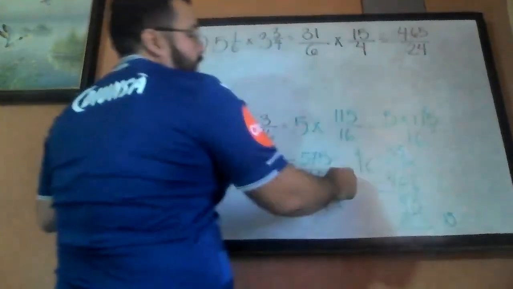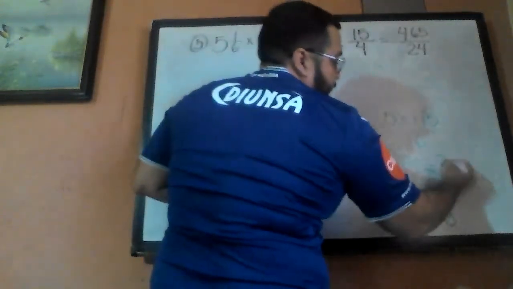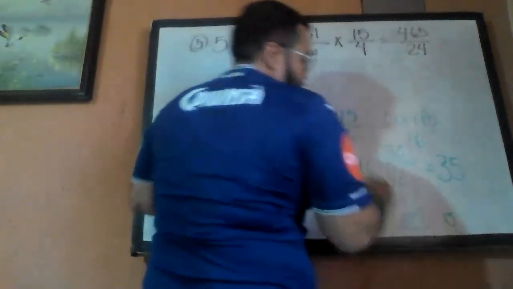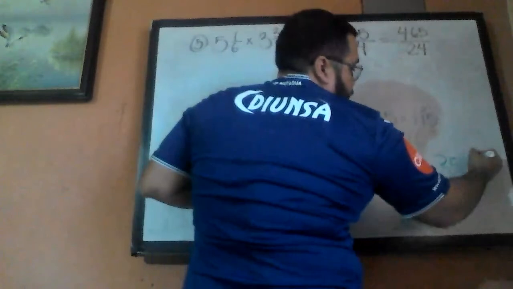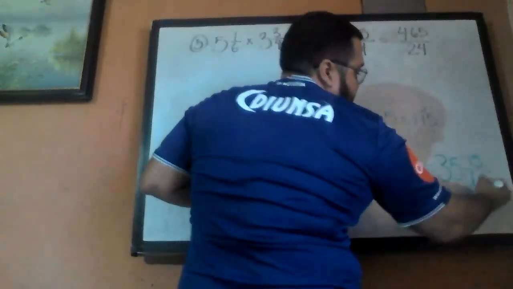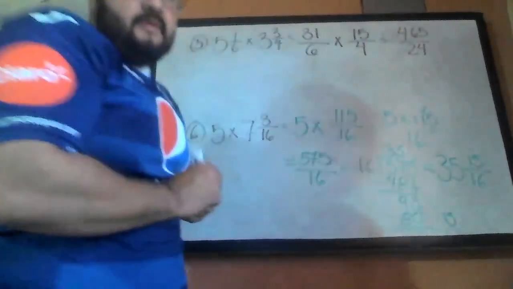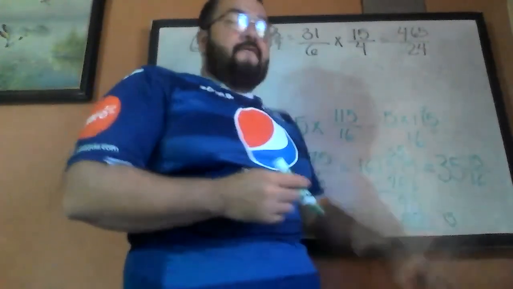So with these three numbers, we're going to do our mixed number. 35 is going to be our whole number. 15, our numerator, and 16, our denominator. So the answer is 35 and 15/16.